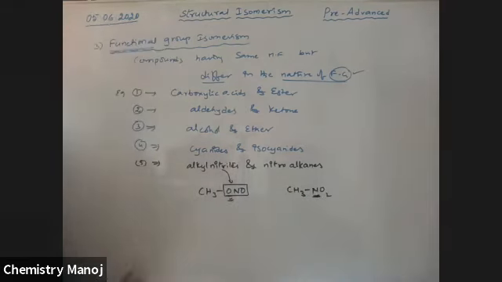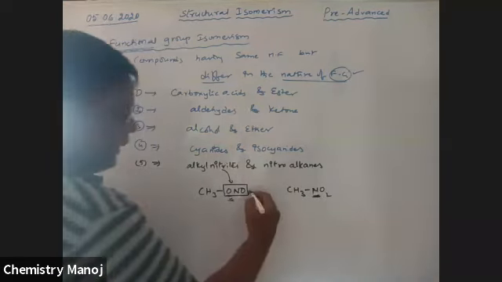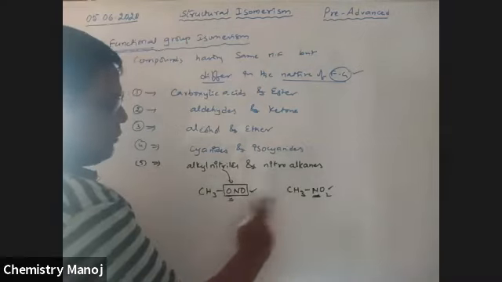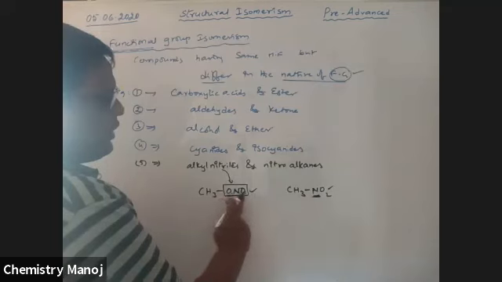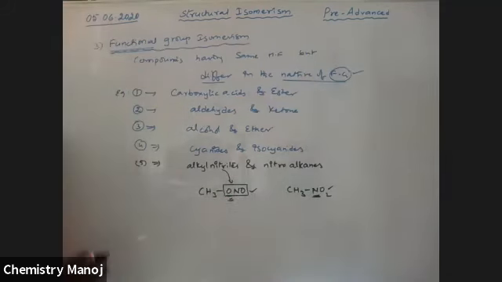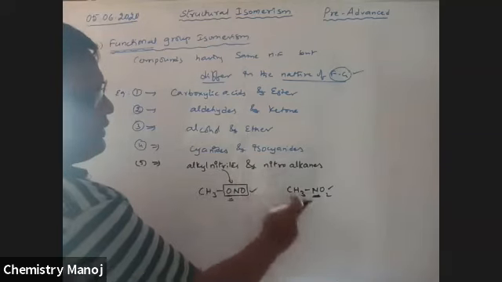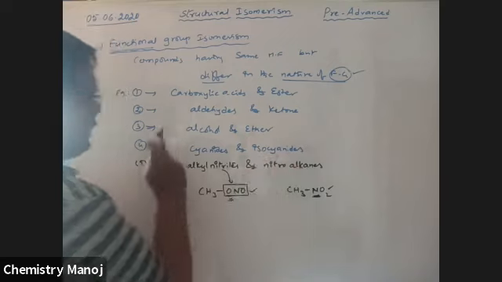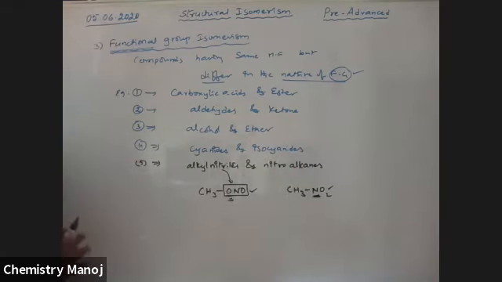So both have the same molecular formula. Here it is nitrite, here it is nitro. The functional group is different, but the molecular formula CH3NO2 is the same, only the functional groups are different. So this class of compounds are nitrites, this class of compounds are nitroalkanes. So alkyl nitrites and nitroalkanes are the functional isomers. Okay.